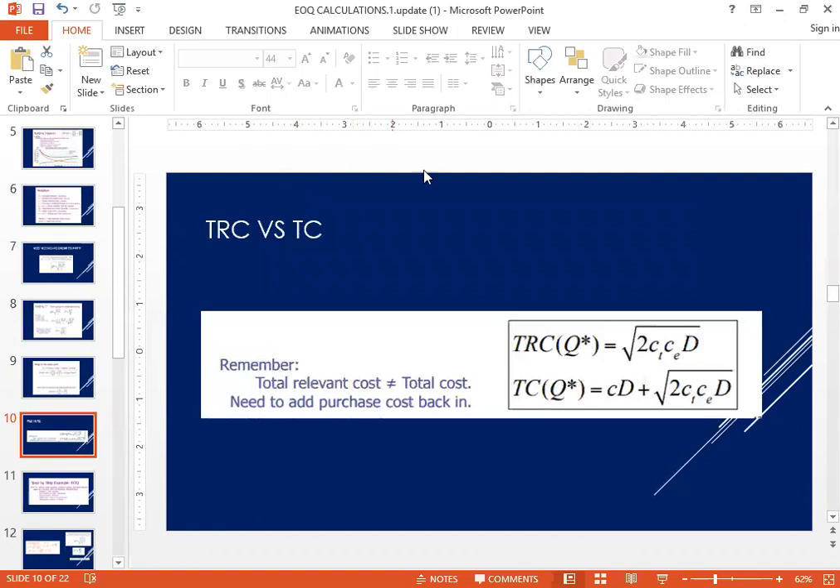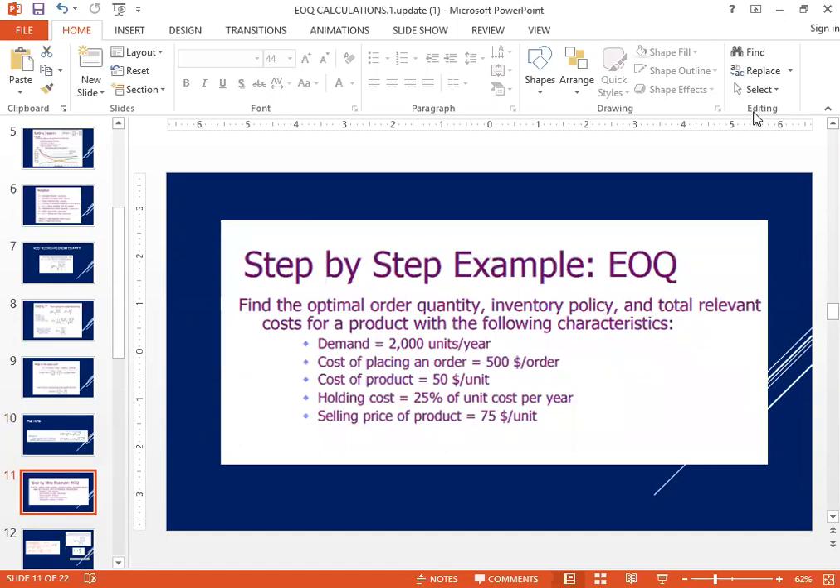On this slide, there are just some additional formulas for total relevant cost and for total cost. So again, it's your choice, whichever formulas you're more comfortable working with. All right, next up, I'm going to take you through an actual question, and we will solve EOQ in this question.